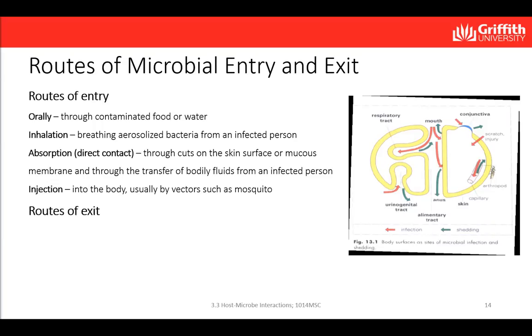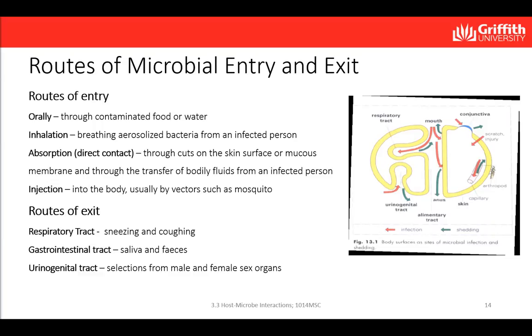Similar to routes of entry, microbes have definitive routes of exit through which they leave the body and spread disease. Some of the most common routes of exit are through the respiratory tract by sneezing and coughing. Or it could be through the gastrointestinal tract through saliva and feces, or in the form of secretions from sexual organs. And finally, through vectors such as mosquitoes and contaminated syringes.